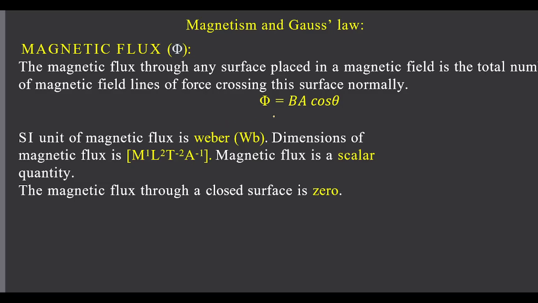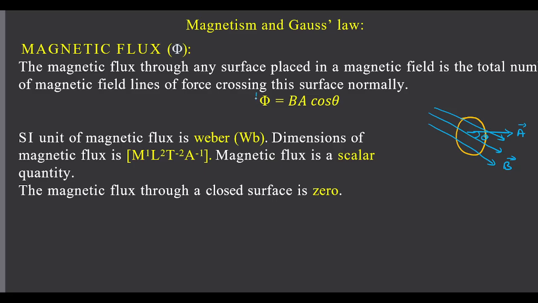Then we have magnetism and Gauss law. First of all, you should know what is magnetic flux. Magnetic flux is given by the formula phi is equal to BA cos theta. If I consider an area here, let's consider the magnetic field lines passing through this in this direction. But the area vector is in this direction. So they are making an angle theta with the area vector.